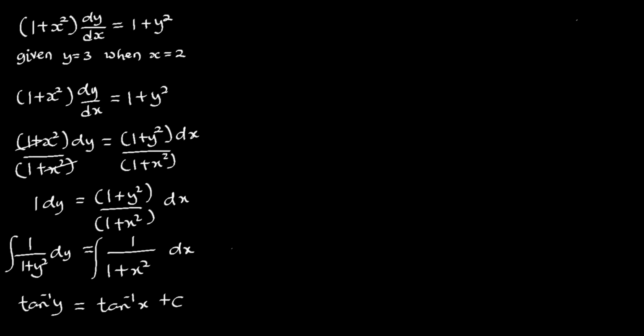Now what I want to do next is to get the equation in terms of tan functions. So I'm going to write the constant c as tan inverse of k. You can write tan inverse of k in place of c. So you're going to have tan inverse of y equal to tan inverse of x plus tan inverse of k, so that you can have the equation in terms of tan.